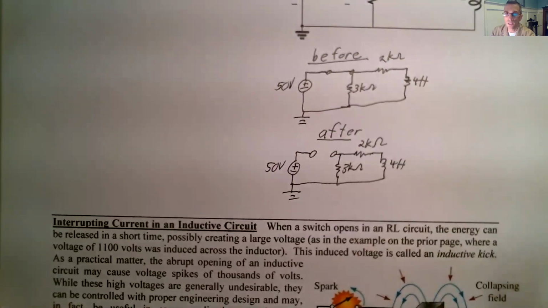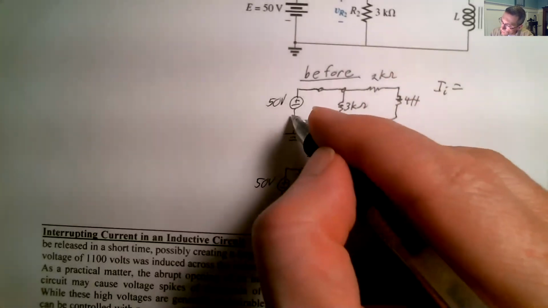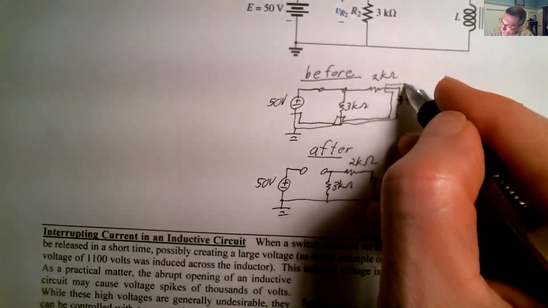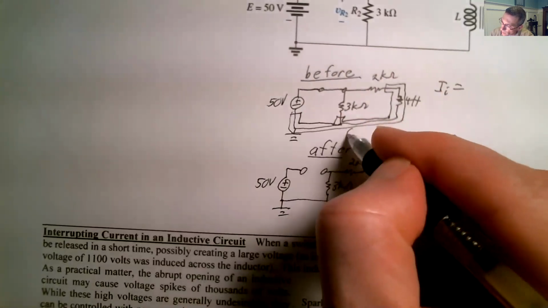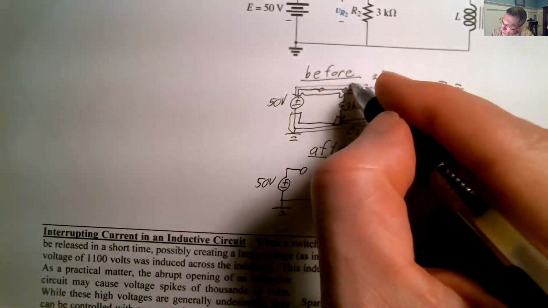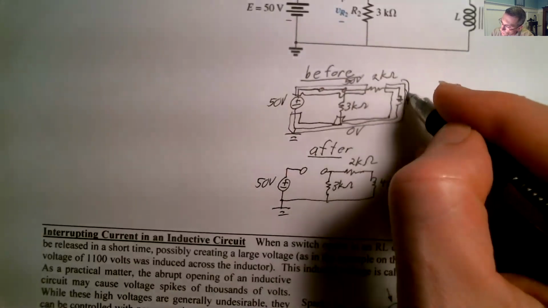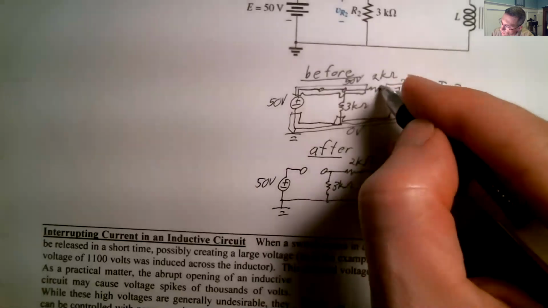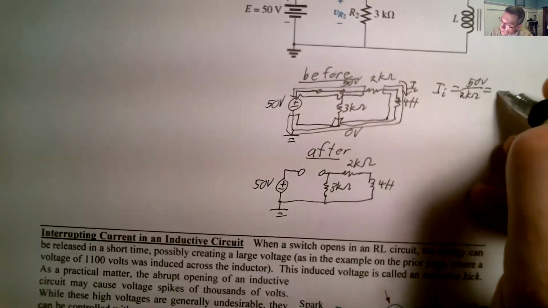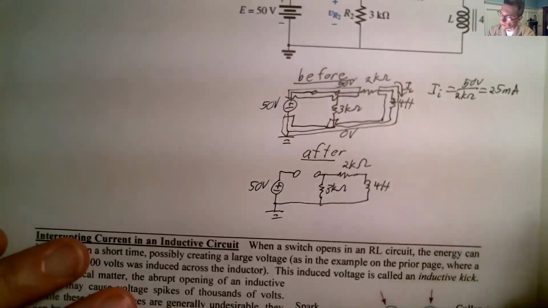So we'll use the before case to find I initial. Now for I initial, in steady state the inductor becomes a short, so we can say that all of that is at 0 volts, and all of this is at 50 volts. So I initial is equal to, because the I that we're looking for is the IL right down there, the 50 volts divided by the 2 k ohms. So that's going to be 25 milliamps. All right, so we've got 25 milliamps going through there.